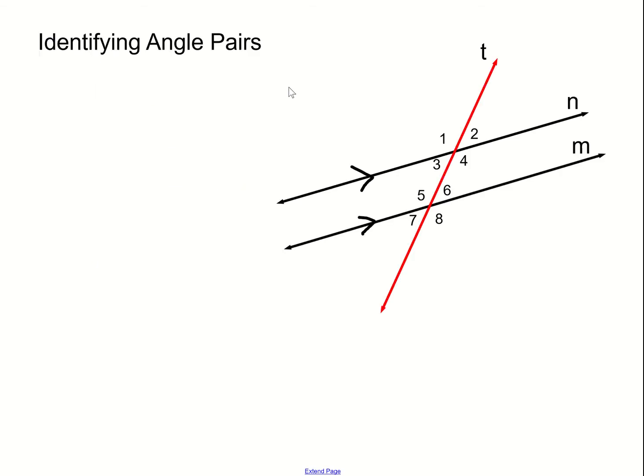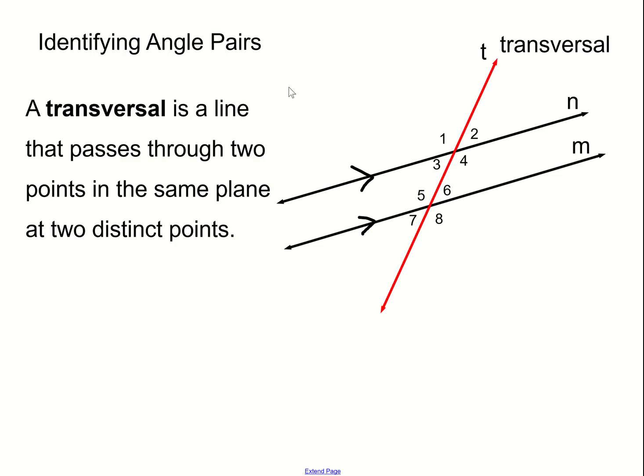So we're going to talk about identifying angle pairs from when you have a parallel line cut by what we call a transversal. So in this example, you see that we have two parallel lines, N and M, and we have a line that crosses them, the red line, which we call the transversal, transversal T. So we can see that the blinking line is called a transversal. A transversal is a line that passes through two points in the same plane at two distinct points. In this case, it's crossing the two points which are in the lines N and M.